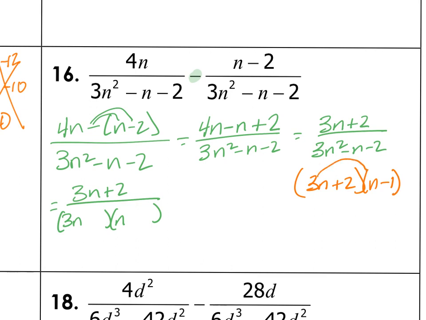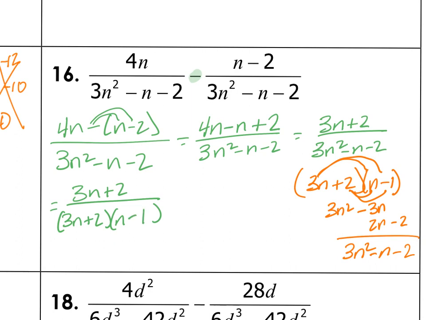3n times n is 3n squared. And 3n times negative 1 is negative 3n. And 2 times n is 2n. And 2 times negative 1 is negative 2. So that gives me 3n squared minus n minus 2. That is correct. So that gives me 3n plus 2 and n minus 1.